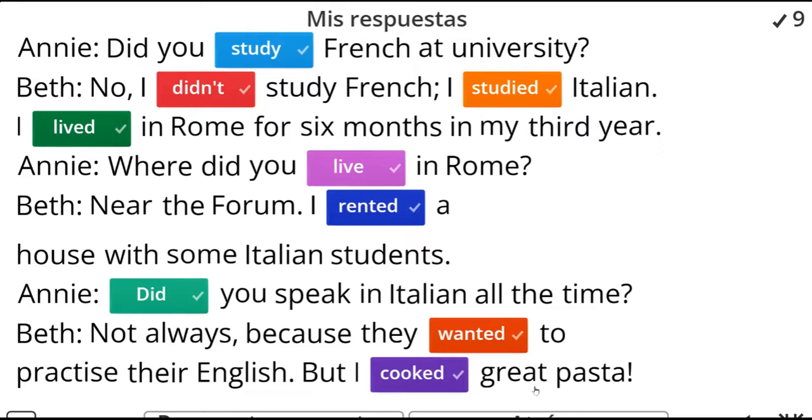Okay, well done, guys. Let's go once more. Did you study French at university? No, I didn't study French. I studied Italian. I live in Rome for 6 months in my third year. Where do you live in Rome? Near the Forum, I rented a house with some Italian students. Do you speak in Italian all the time? Not always, because they wanted to practice their English. But I cooked great pasta.